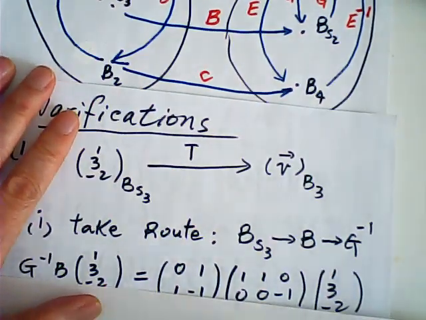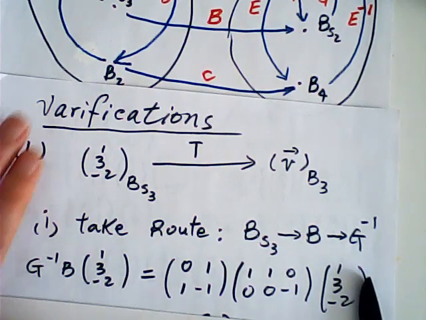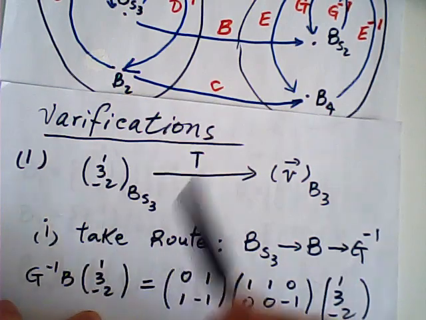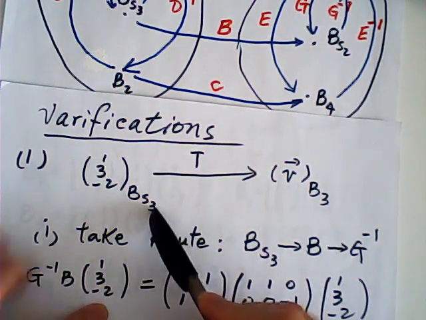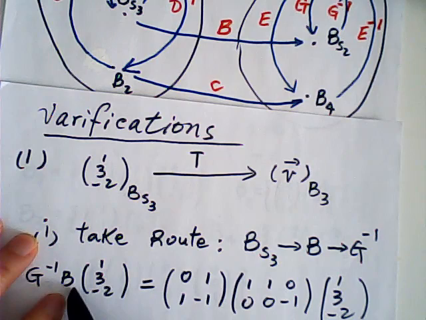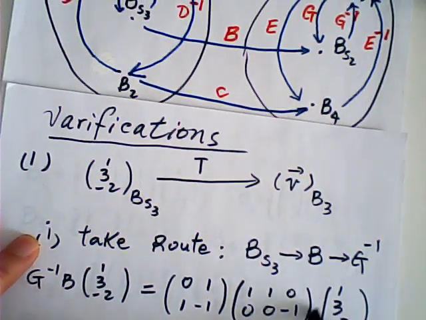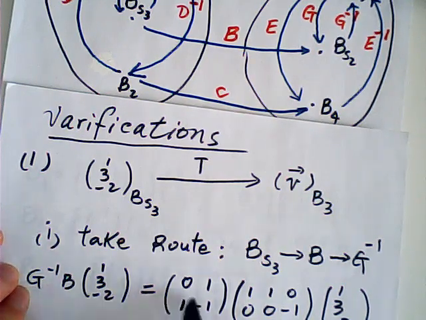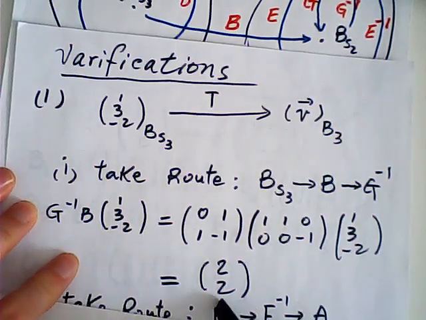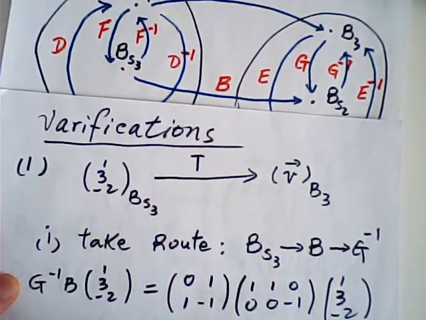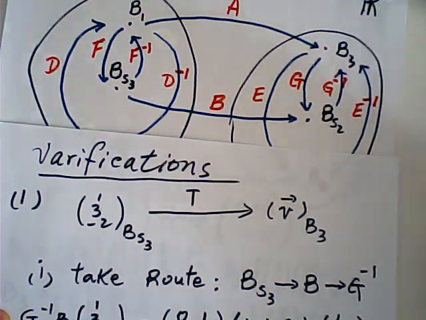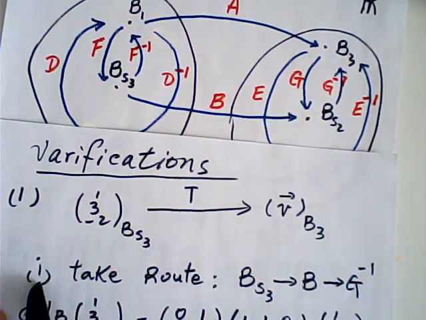Okay? Then it means that you pick up the vectors in this basis. Go B first. So multiply by B. This is B. Then multiply by G inverse. This is G inverse. And this will be the result. That is the vector in R2 in basis 3. That is route 1. Okay, take this route.